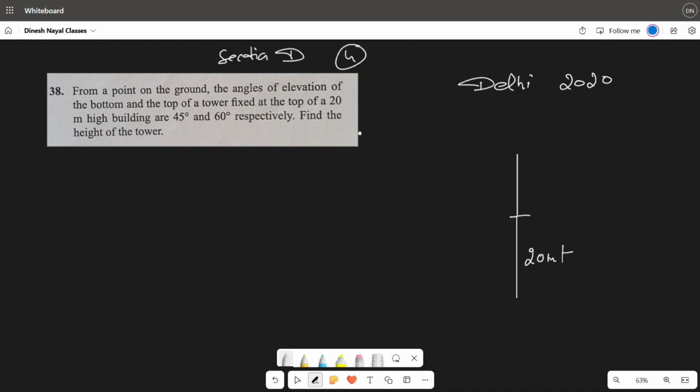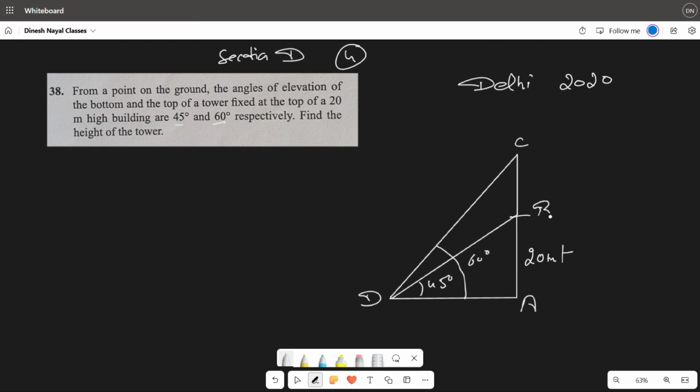Okay, so from the point on the ground, the angle of elevation of the top and the bottom of the tower. Okay, let's join this over here. So this is the bottom and this is the top of the tower. So the angle of elevation given is 45 degree. So this is 45 degree, and in total this one is 60 degree. Okay, now let's name this triangle. We can name this triangle as A, C, D, and now taking this point as B. Now we have to find the height of the tower. Take this as H.